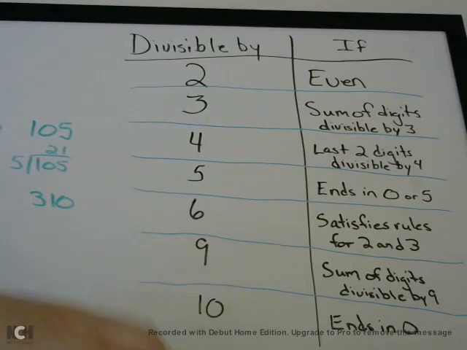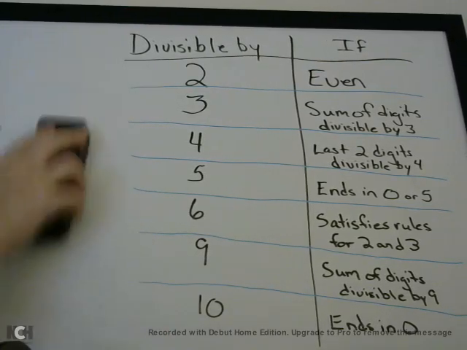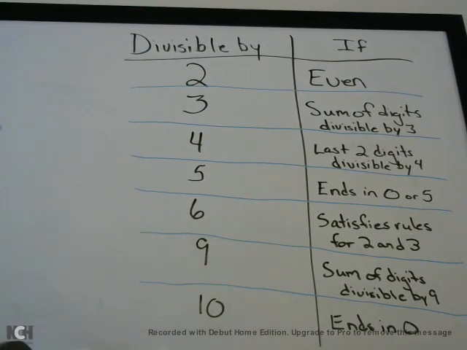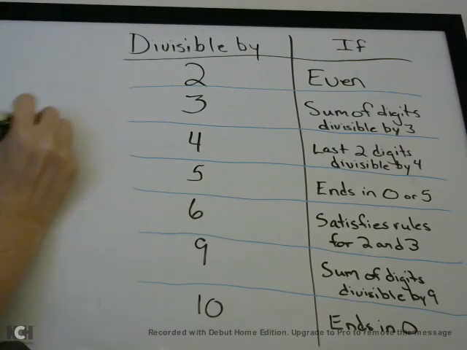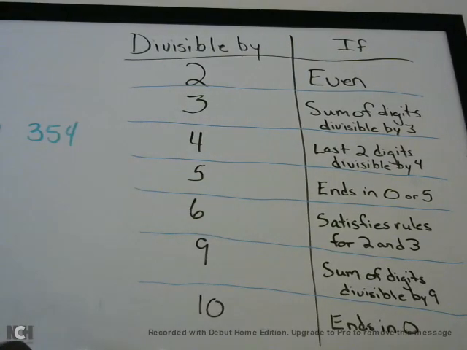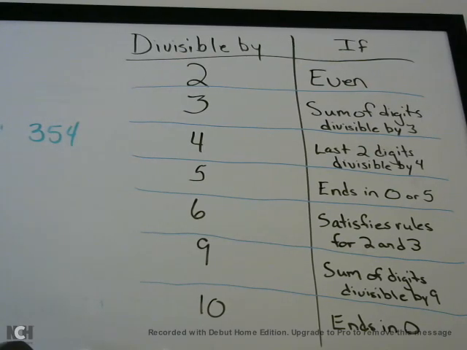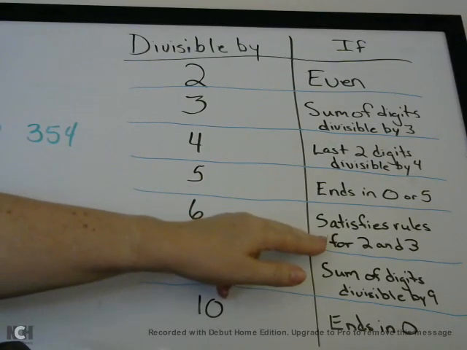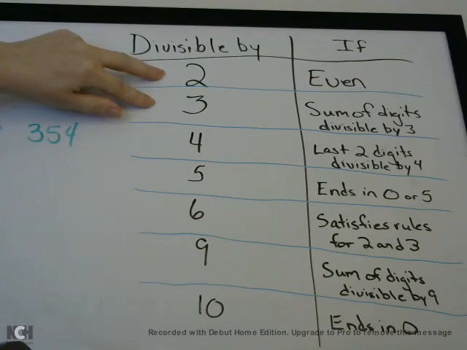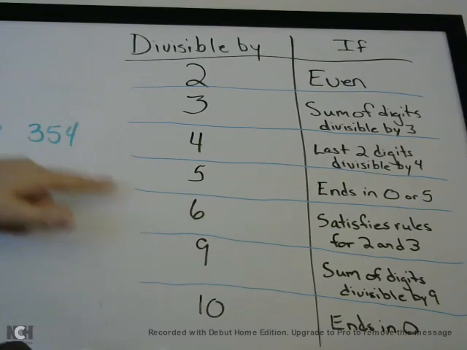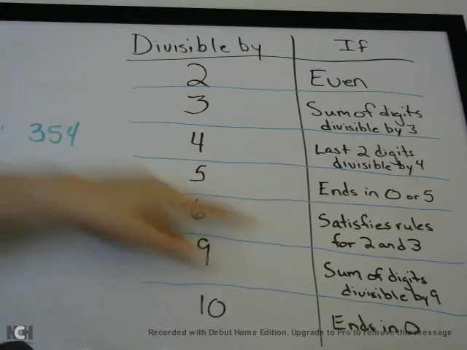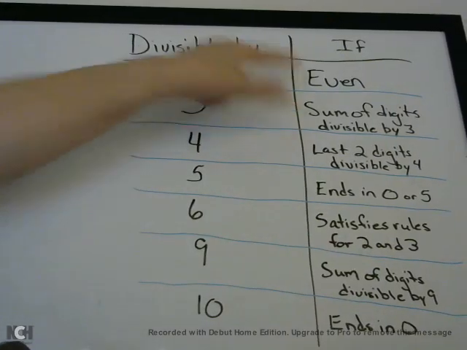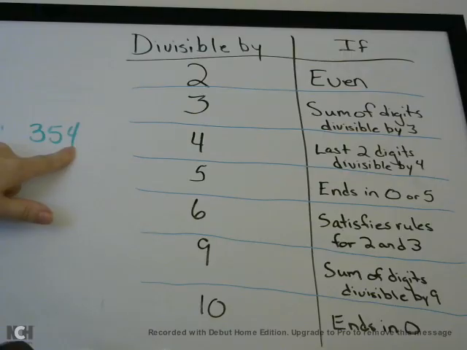With 6, it's a little bit more complicated. So with 6, let's say we have 354. And this is going to be more useful if you have some big, huge, long number. But for example, it has to satisfy both the rules for 2 and 3 up here. So 2 says it has to be an even number. So you look at the last digit, that's an even number, so it satisfies that rule.